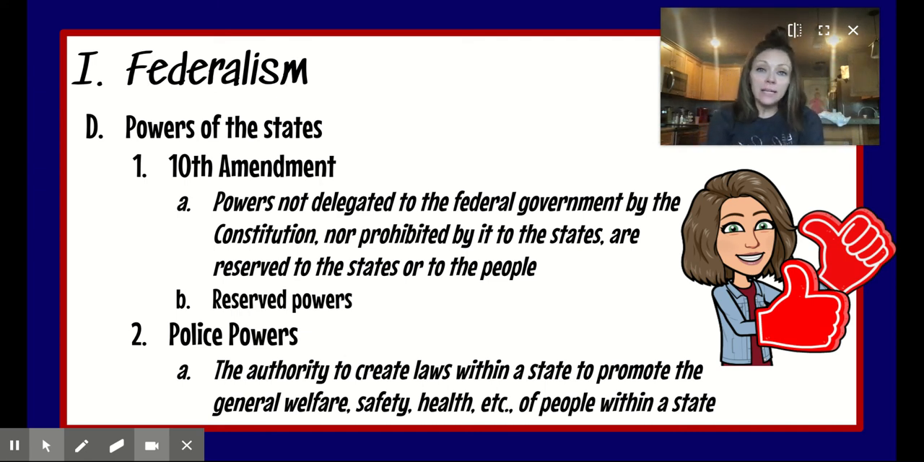During the COVID-19 pandemic, some governors, some states, have used their police powers to promote the general welfare, to require a mask mandate throughout their state. That's one of those things that would most likely fall into the category of police powers, things that are designed to promote the general welfare, safety, health, etc. of citizens in their states.